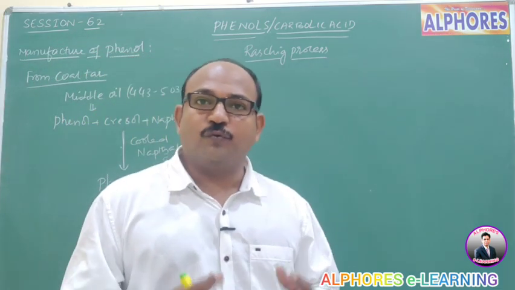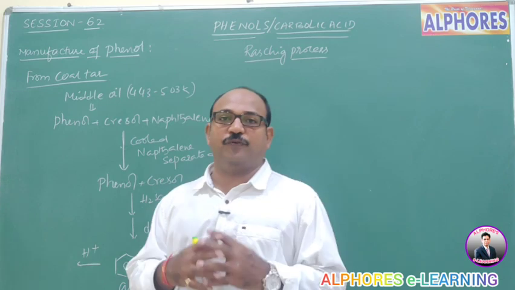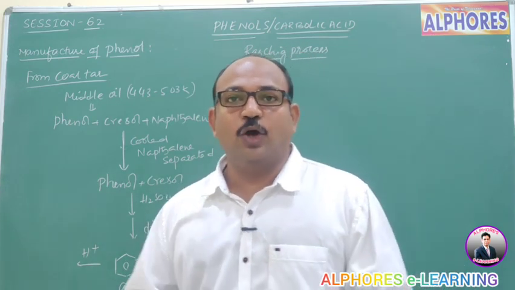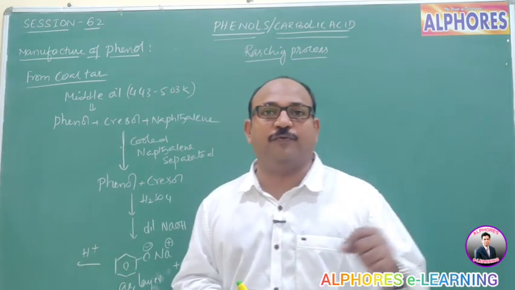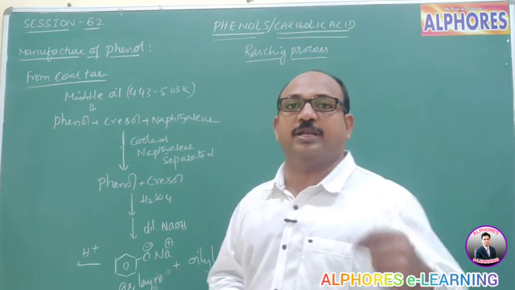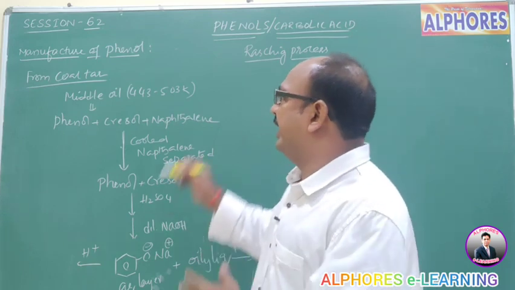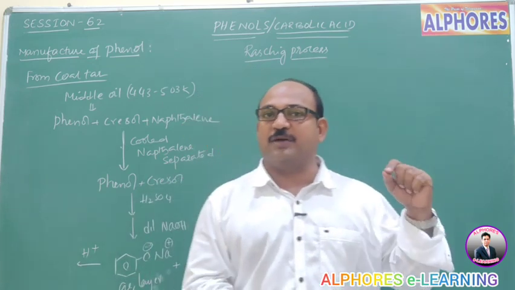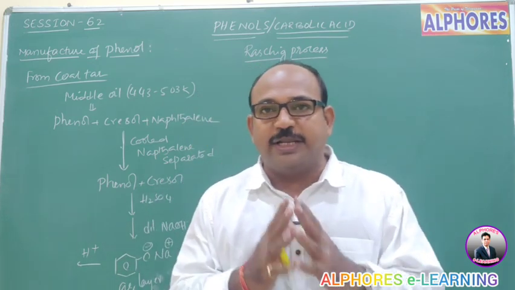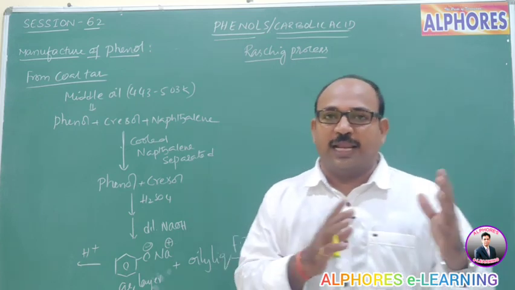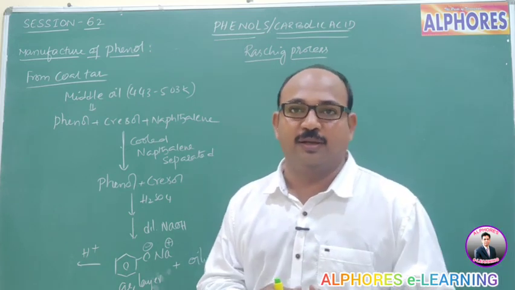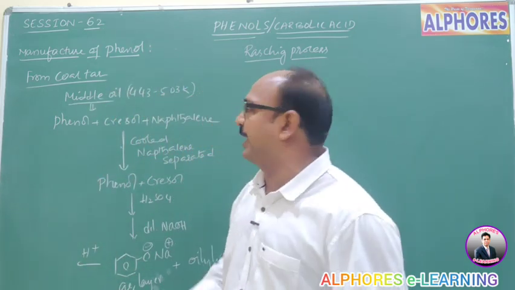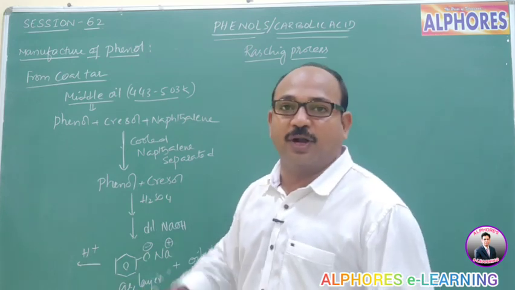Students, so far we learned methods of preparation of phenol in the laboratory. Now we are going to discuss manufacture of phenol. Manufacture means industrial method of preparation of phenol. The first industrial method is from coal tar. As we learned in preparation of benzene, coal tar upon destructive distillation gives light oil, middle oil and heavy oil. The middle oil fraction we are getting at 443 to 503 Kelvin.